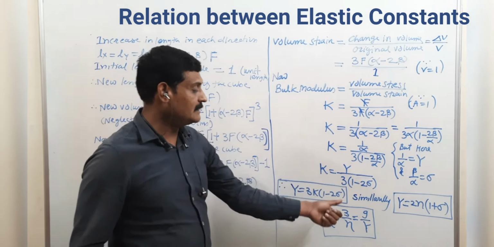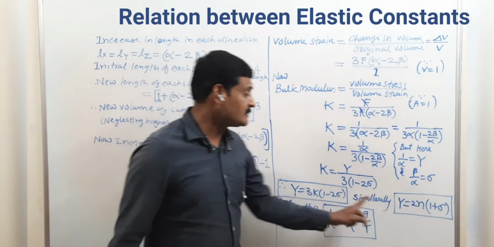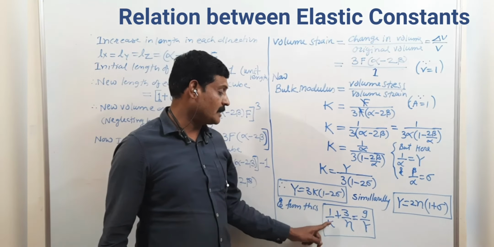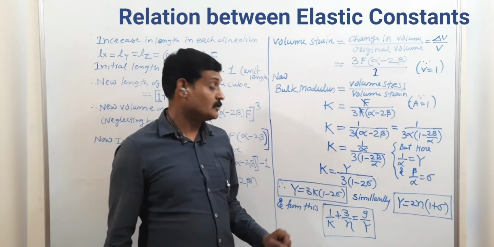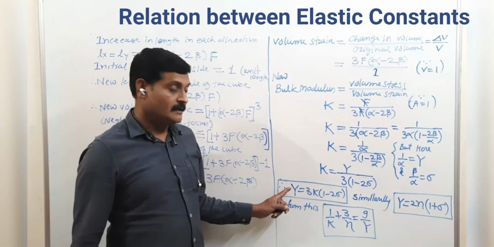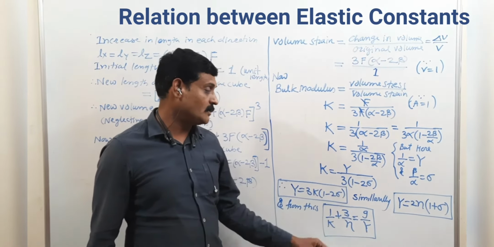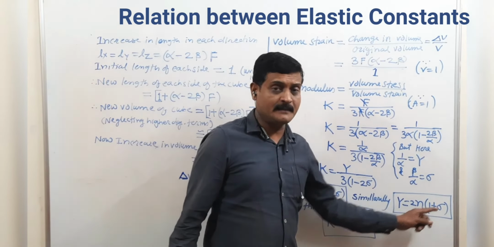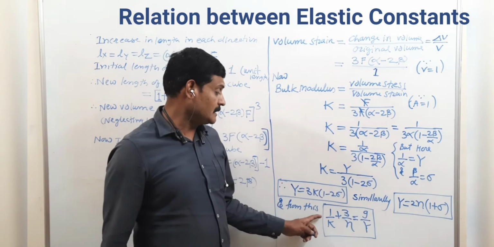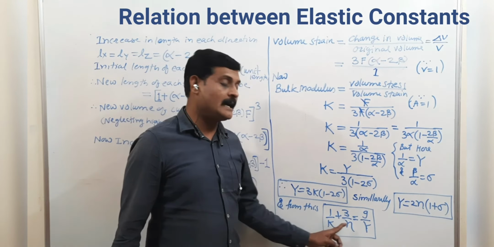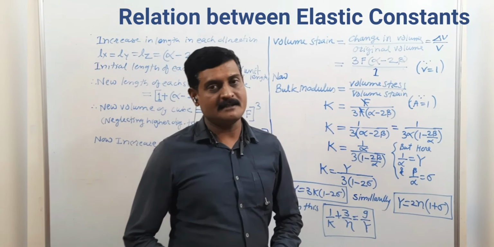Similarly, by solving this, we get Y is equal to twice eta (1 plus sigma). And from these two equations, we get 1 upon K plus 3 upon eta is equal to 9 by Y. So these are the three relations. The first relation is between Y, K and sigma, that is Young's modulus, bulk modulus and Poisson's ratio. The second relation is between Y, eta and sigma, that is Young's modulus, modulus of rigidity and Poisson's ratio. And the third relation is between Y, K and eta, that is Young's modulus, bulk modulus and shear modulus of elasticity.